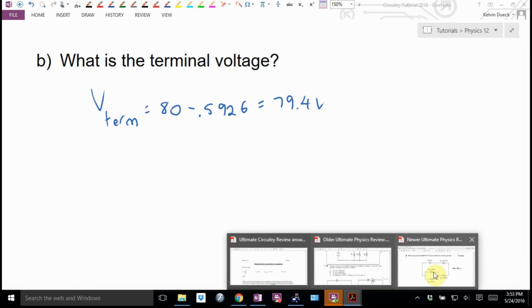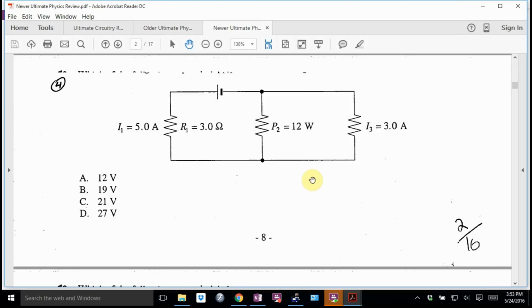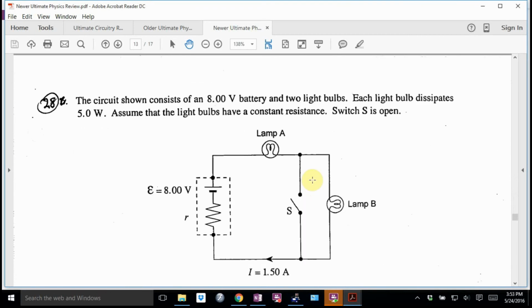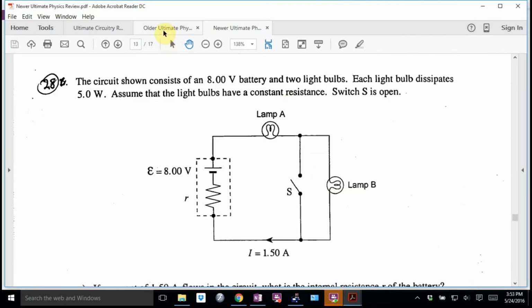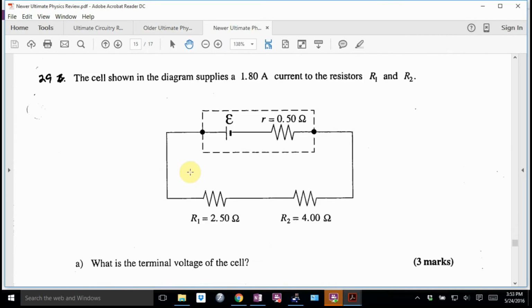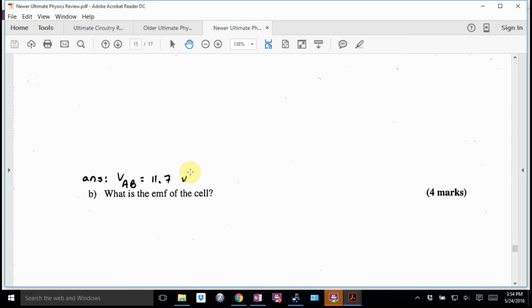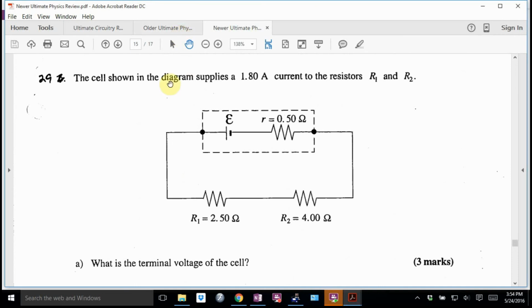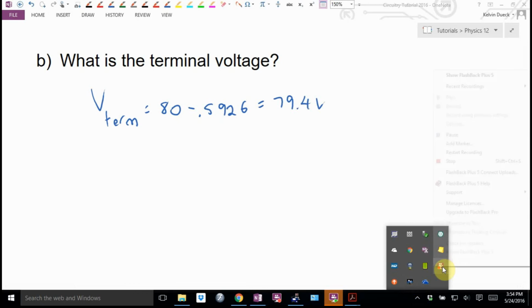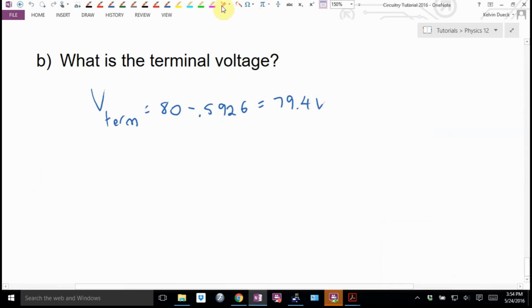Let's try 29, another terminal voltage question apparently. Oh, not that one. Oh, it's 28. I said 29. Ah, there we go. It says the cell shown in the diagram supplies 1.8 amps current to resistors. Okay, sure, this will work. I'll change the numbers again. So let's try one like this.